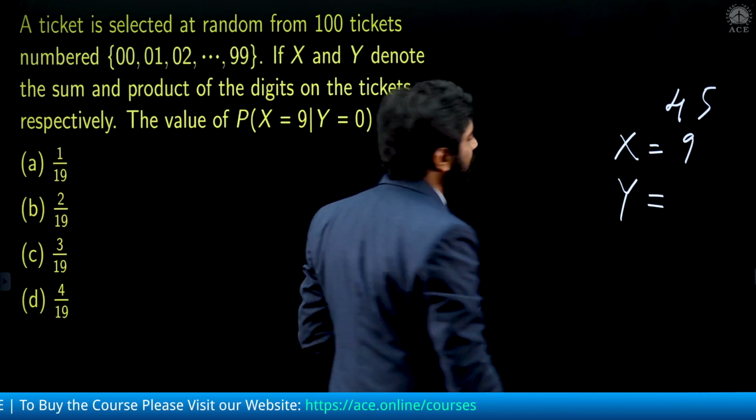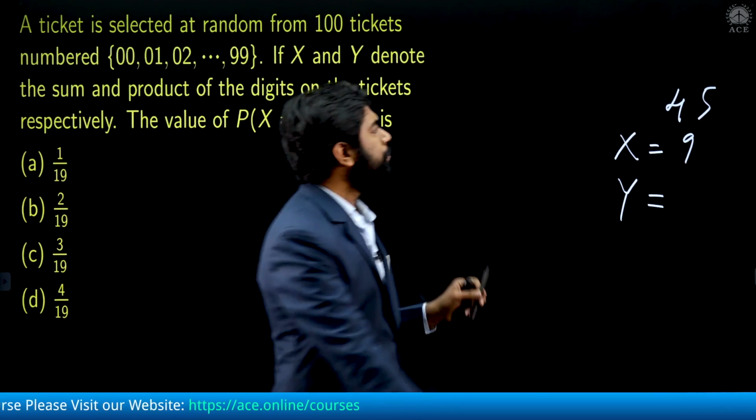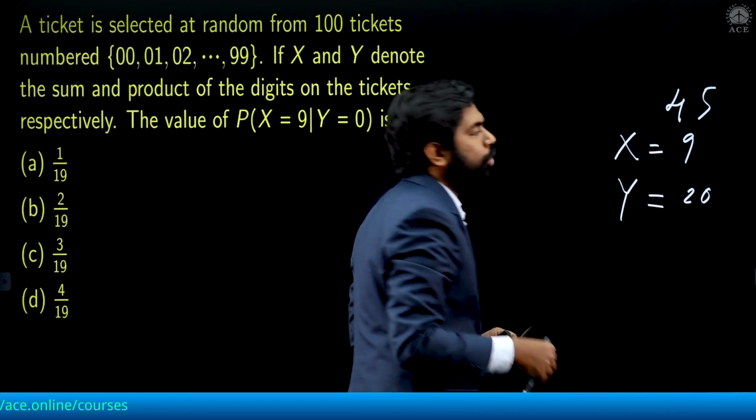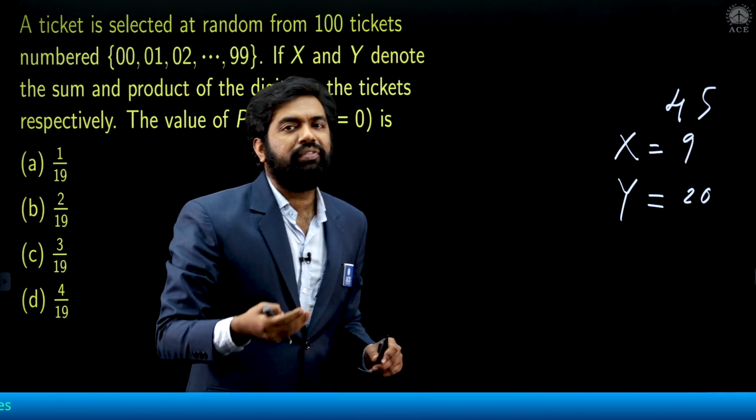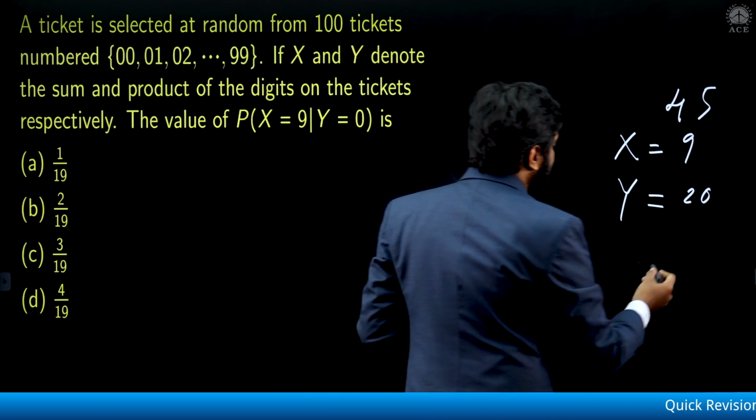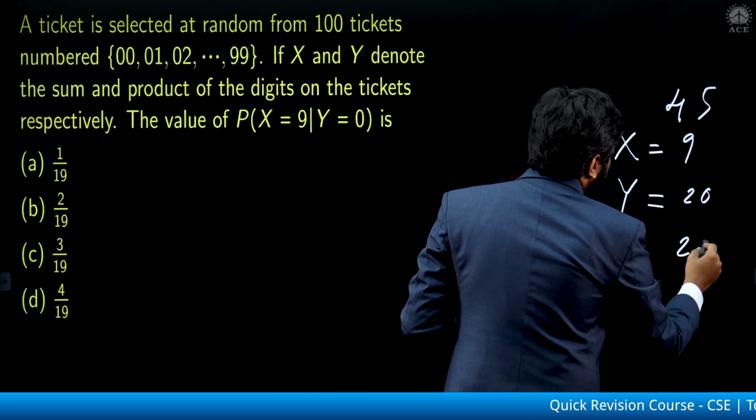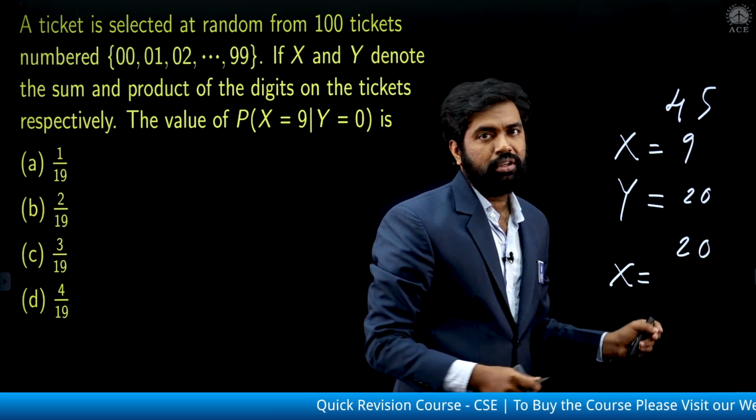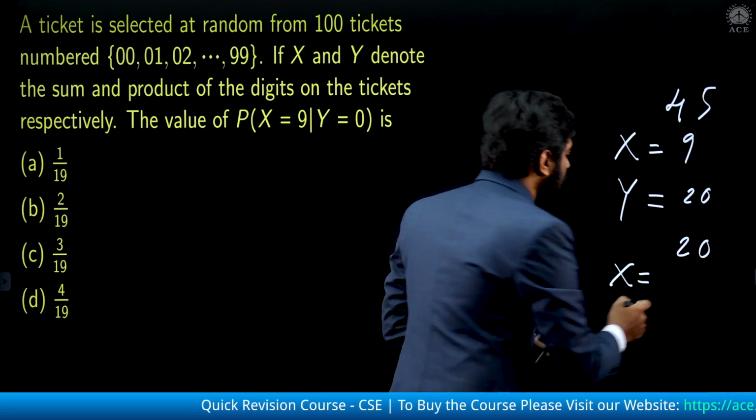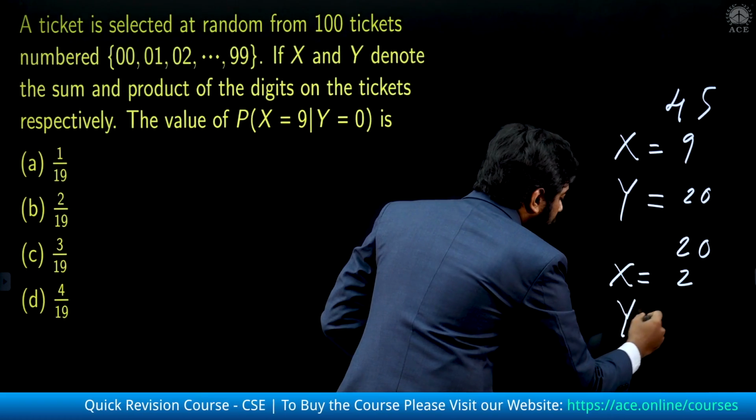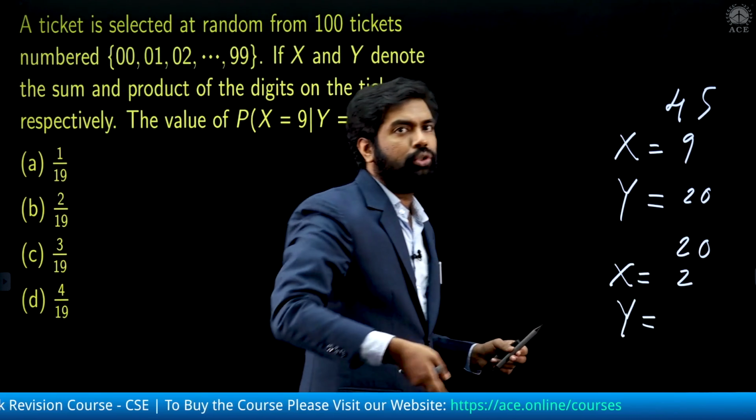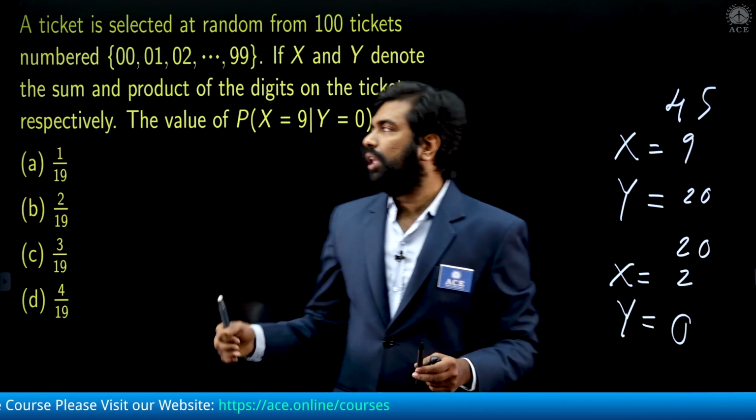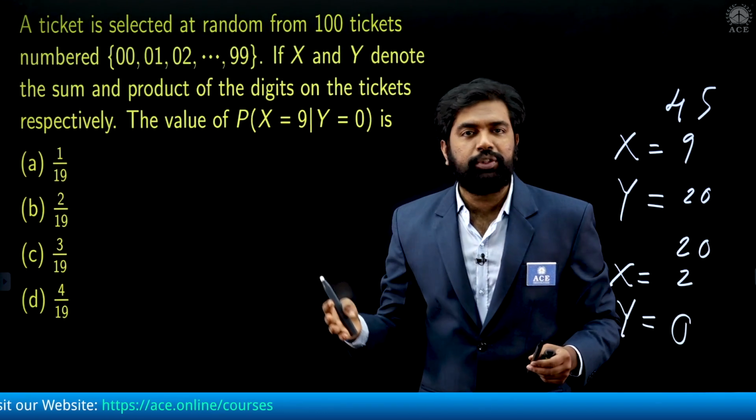How much is the product? Because Y represents the product. So what is the product of these two digits? It's 4 into 5, which is 20. I hope you understood the meaning of X and Y. Let me take one more example: the ticket 20. How much is X here? X means the sum of the digits, so it's 2 plus 0, which is 2. What's the product? Now for the product, you have to multiply, so 2 into 0 is 0. I hope you understand the terminology of what X and Y are in the problem.